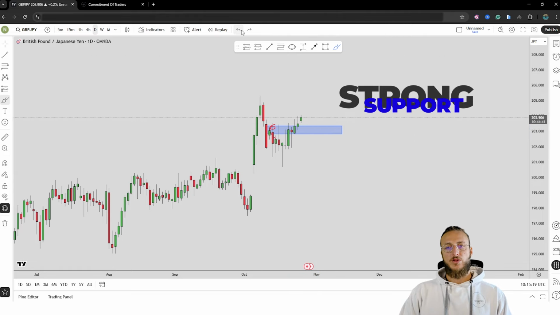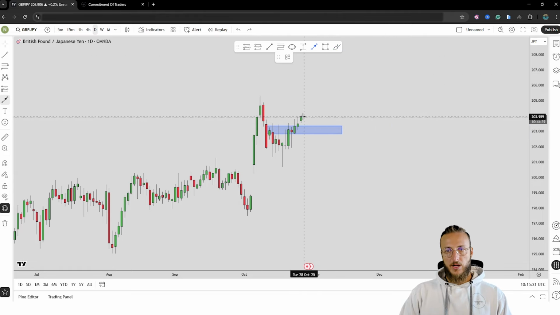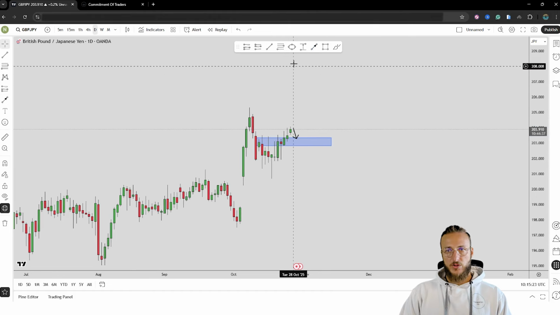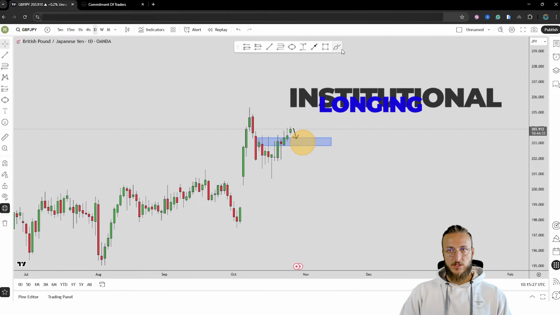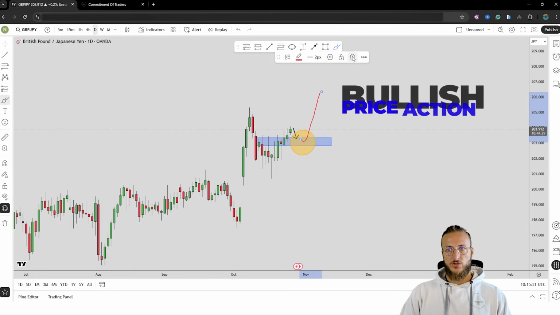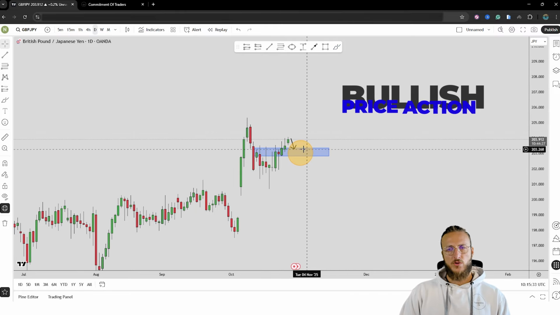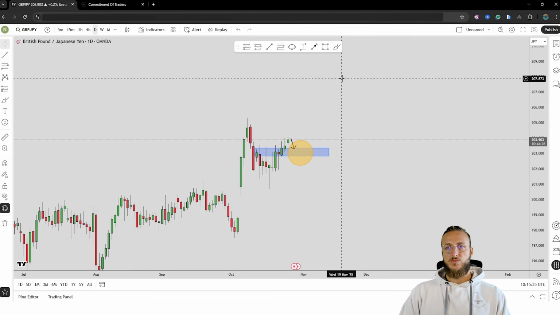So if the market will now retrace to this area of previous resistance turned support, there is good probability of seeing institutional longing inside of this zone, further increasing the probabilities of a potential rejection to the upside inside of this area. So if we will see the correction to this previous resistance turned support, what would I expect?